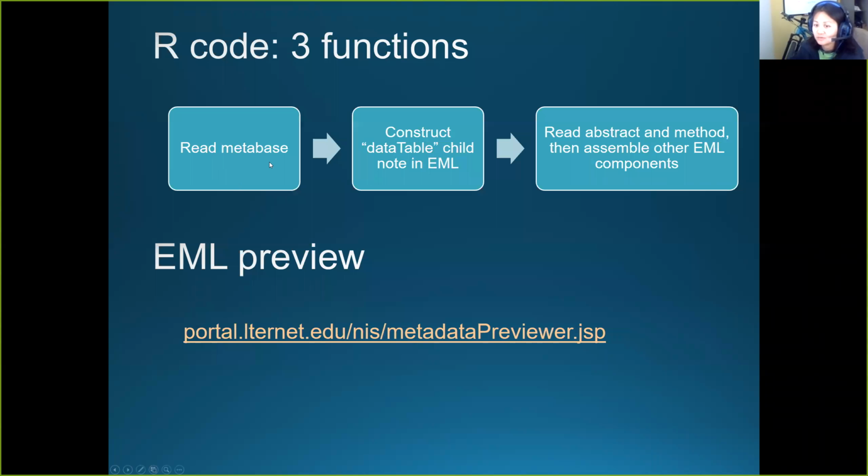And there are 3 functions running behind that. One function reads the metadata from the R. The other function constructs a data table child node in the EML document, which reads all the attribute tables and puts them together as a data table child node. And the last function puts all the other pieces for the data set tree together, including the whole EML.